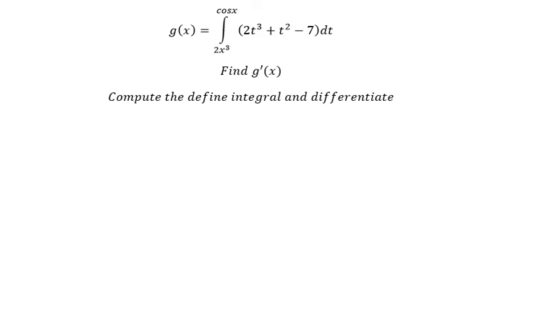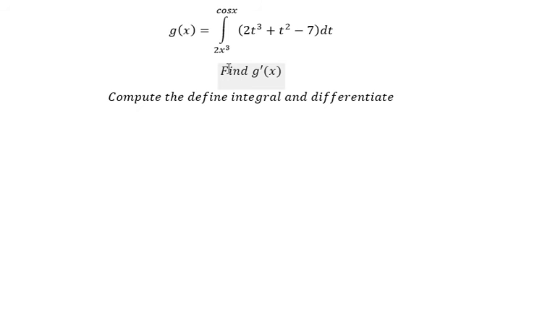The topic today is about the integral. We have the integral from 2x to the power of 3 to cosine x of 2t to the power of 3 plus t squared minus 7 dt. Now we need to find first the derivative of the function g of x, and then we do the second way, that's about we need to calculate the integral. Later we need to do differentiation. And now I will show you the technique how to answer this one.